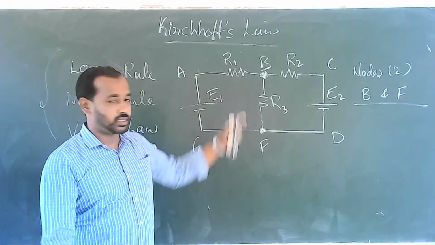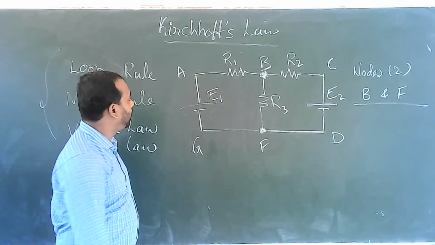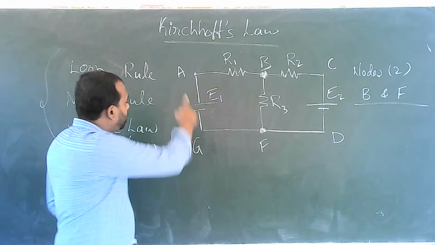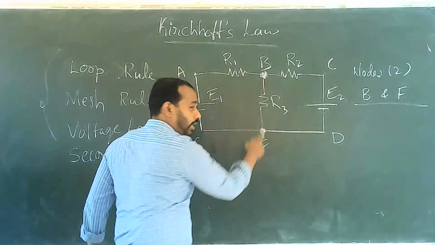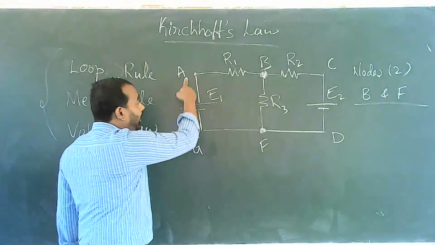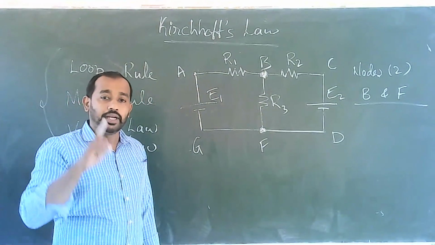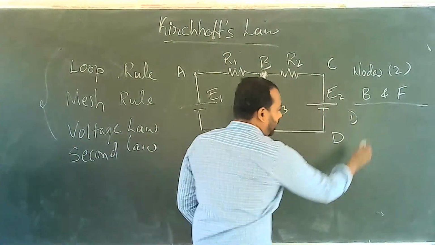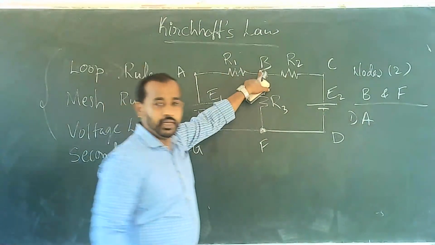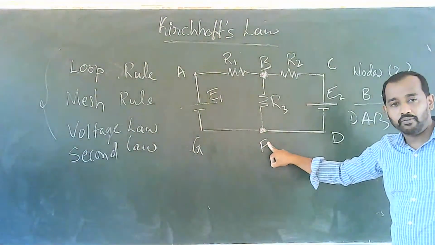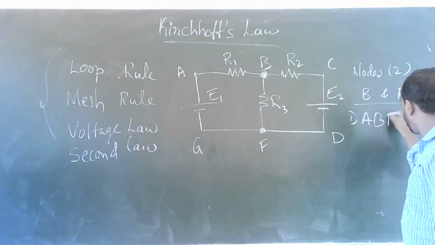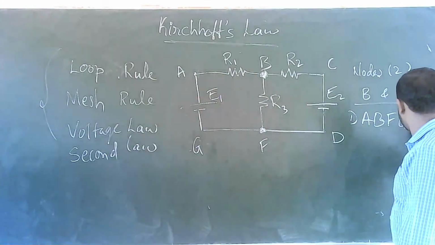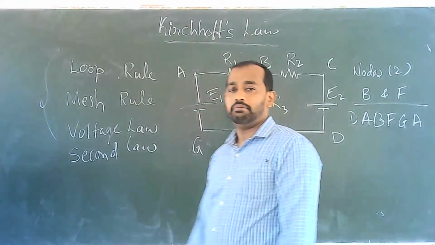How many closed paths are available in the circuit? You can observe that. I will show you. Let us start from A, B, F, G, A. It is a closed path. It should end where it starts. Therefore, the first loop that we have considered is A, B, then F, then G, then back to A. This is one loop.